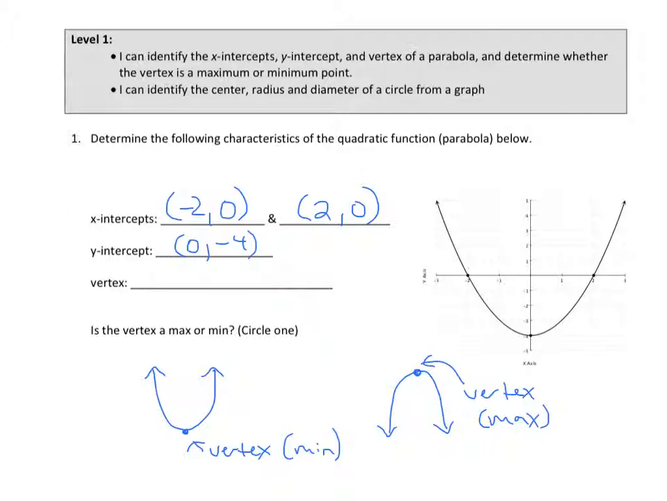Since our example is a right side up view, we're looking at the lowest point on the graph, which happens to also be the y-intercept in this case. So the vertex, the very lowest point on this graph, is (0, -4), and that is a minimum point. We call that a min.